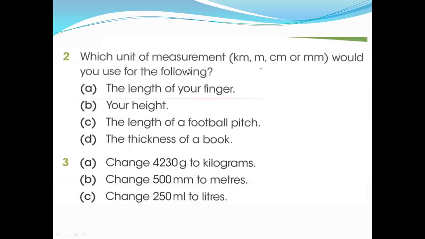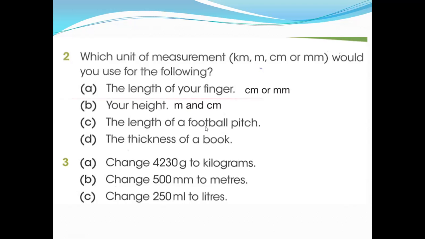The next question: which unit of measurement, kilometer, meter, centimeter, or millimeter, would you use for the following? The length of your finger. This is a small thing, so we are using centimeter or millimeter. For bigger things, we are using meter and then kilometer. So we can write here centimeter or millimeter. Your height, the same thing, we are using centimeter or meter. For height, we cannot measure in millimeters; we use meter or centimeter.